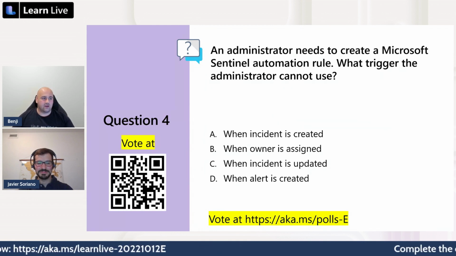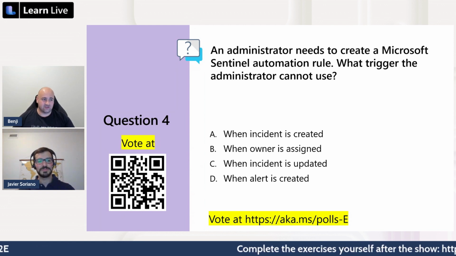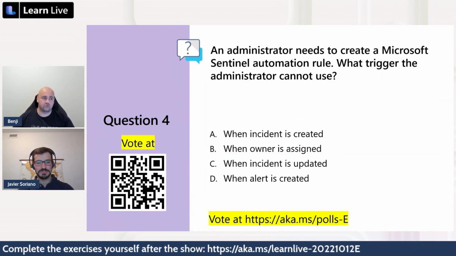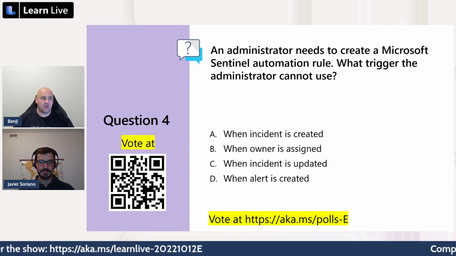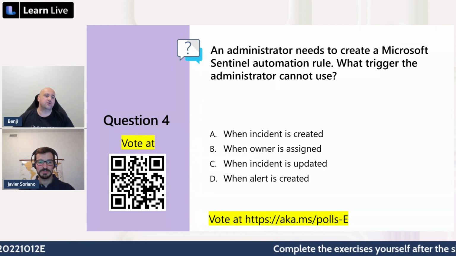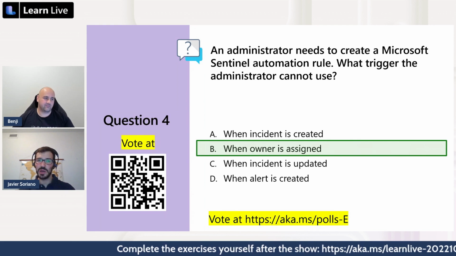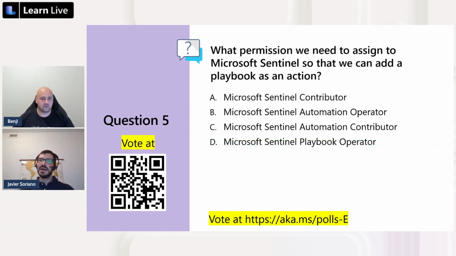The second one that I mentioned during that demo was when incident is created, where you can actually run the automation rule based on that. And the third one, as you remember, when alert is created, I already mentioned as well. So this is tricky because when owner is assigned is actually a condition and not the trigger. Exactly. Tricky one, but important one as well. Cool. Next question. Benji, go ahead.